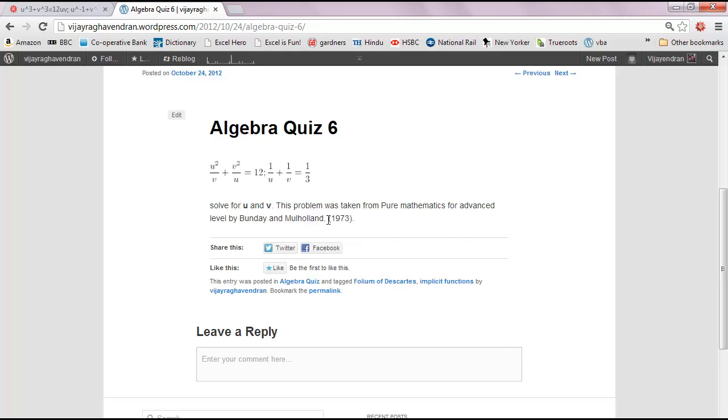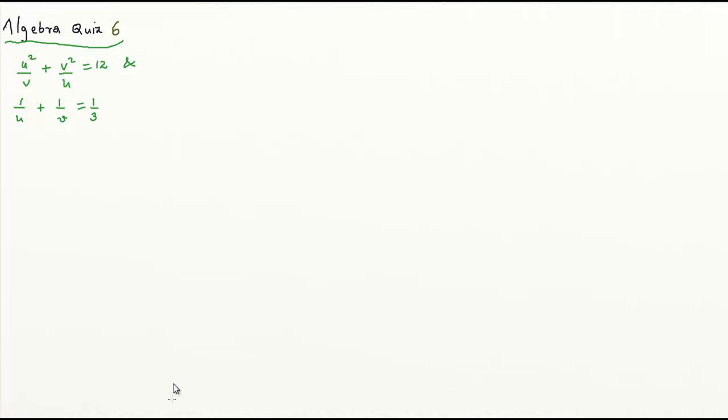This problem was taken from Pure Mathematics for Advanced Level by Bunday and Mulholland from 1973. So let's tackle this problem. Okay, so I open Outrage, and there are several different ways of doing this problem.